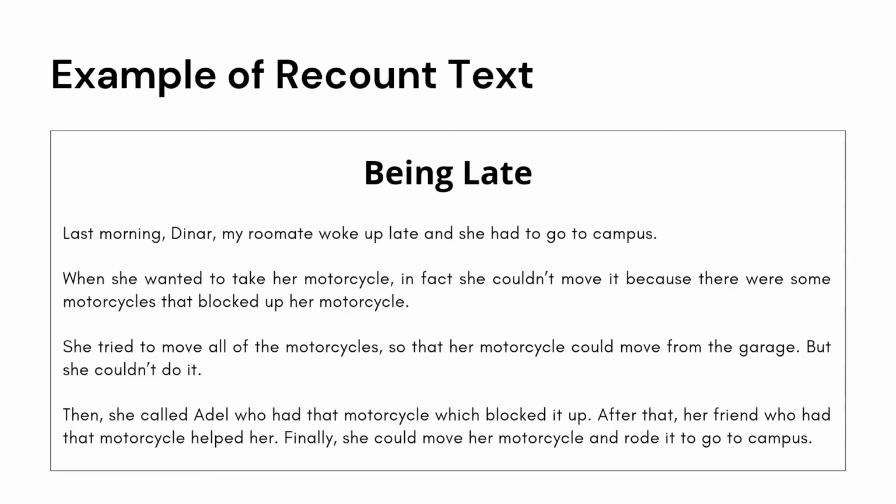Reorientation is the conclusion of the story, so it is in the last paragraph of the story, that is, then she called Adele, who had that motorcycle, which blocked it up. After that, her friend who had that motorcycle helped her. Finally, she could move her motorcycle and rode it to go to campus. Yeah, that's from the first example of recount text.